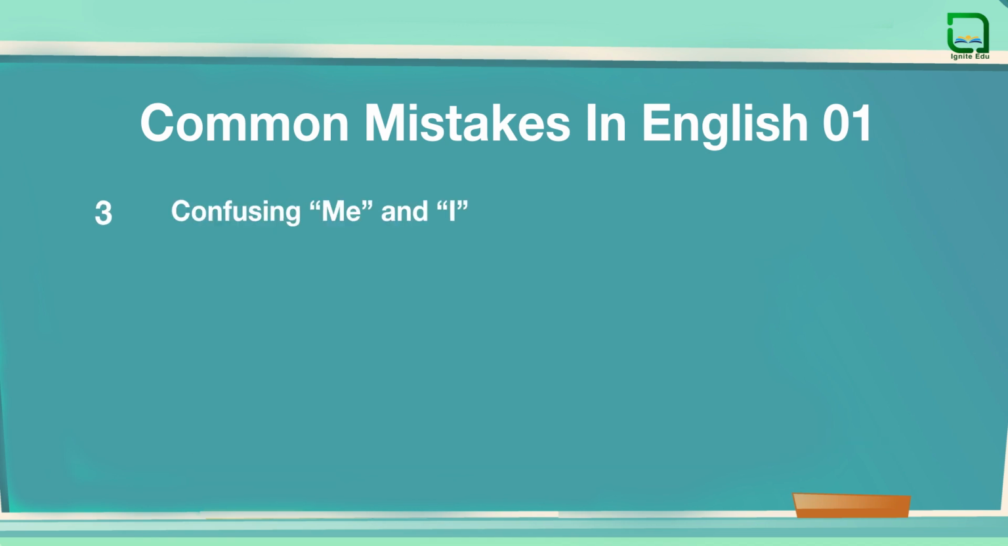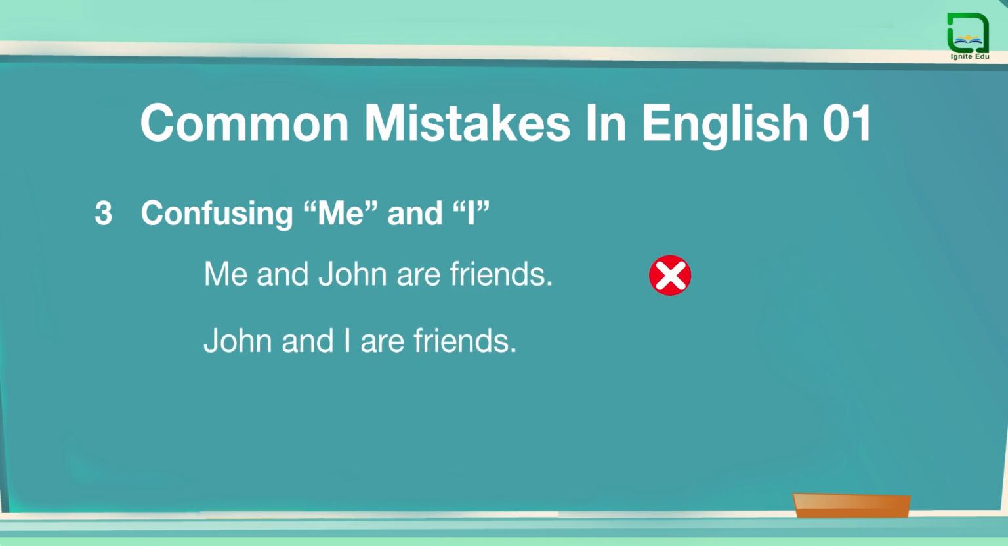3. Confusing me and I. Me and John are friends. John and I are friends. Use I for subjects, me for objects.